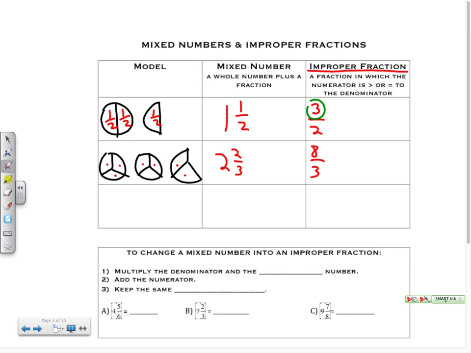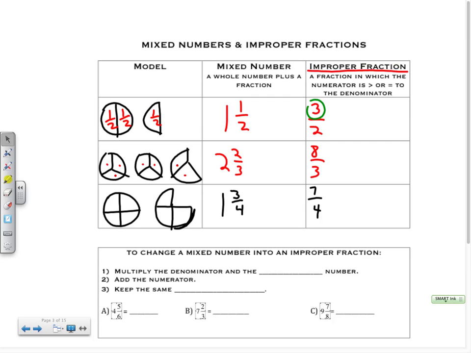And finally, let's take fourths. If I have a whole piece that's been cut into 4 equal sections, and then I do 3 more of those pieces, that would be 1 whole plus 3/4, kind of a sloppy fourth there, but 1 3/4. If I counted all the pieces, 1, 2, 3, 4, 5, 6, 7, I have 7/4. So you can see from the model and the mathematical numbers that they represent the same thing.